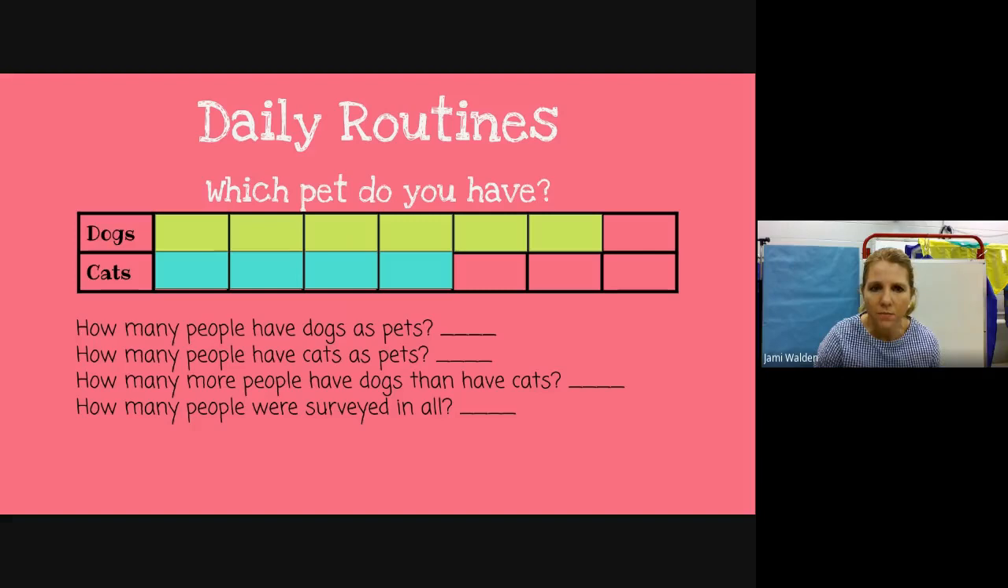Get your answer. Let's check it. Next to cats, I see 1, 2, 3, 4. The next question says, how many more people have dogs than cats? Oh, I heard the key words. How many more? So I know I'm going to compare. Dogs had 1, 2, 3, 4, 5, 6. Cats has 1, 2, 3, 4.